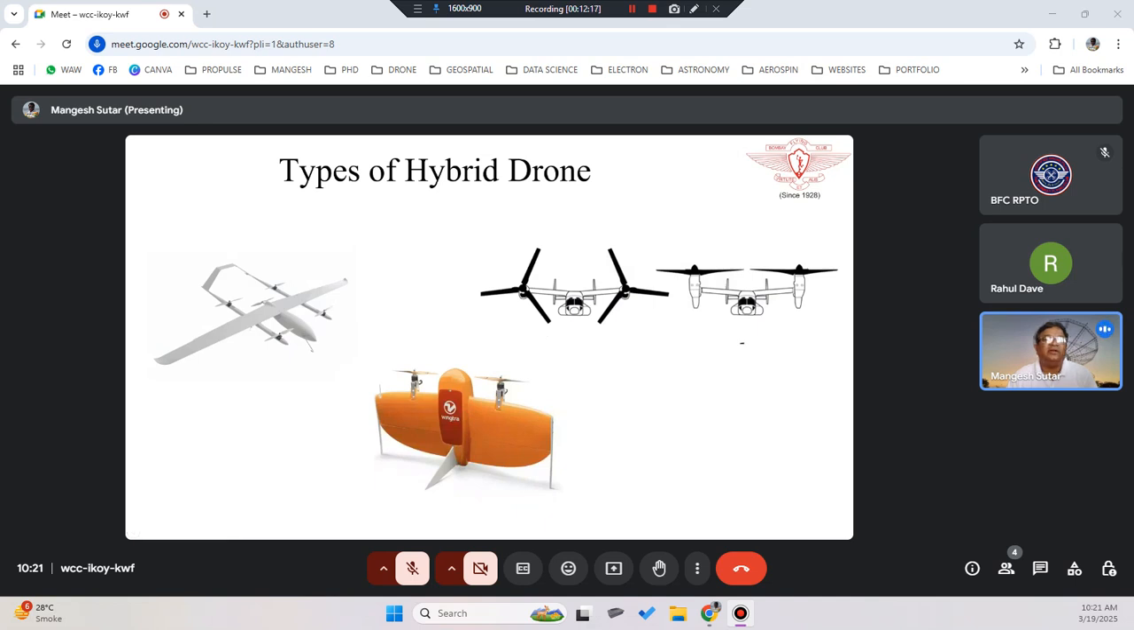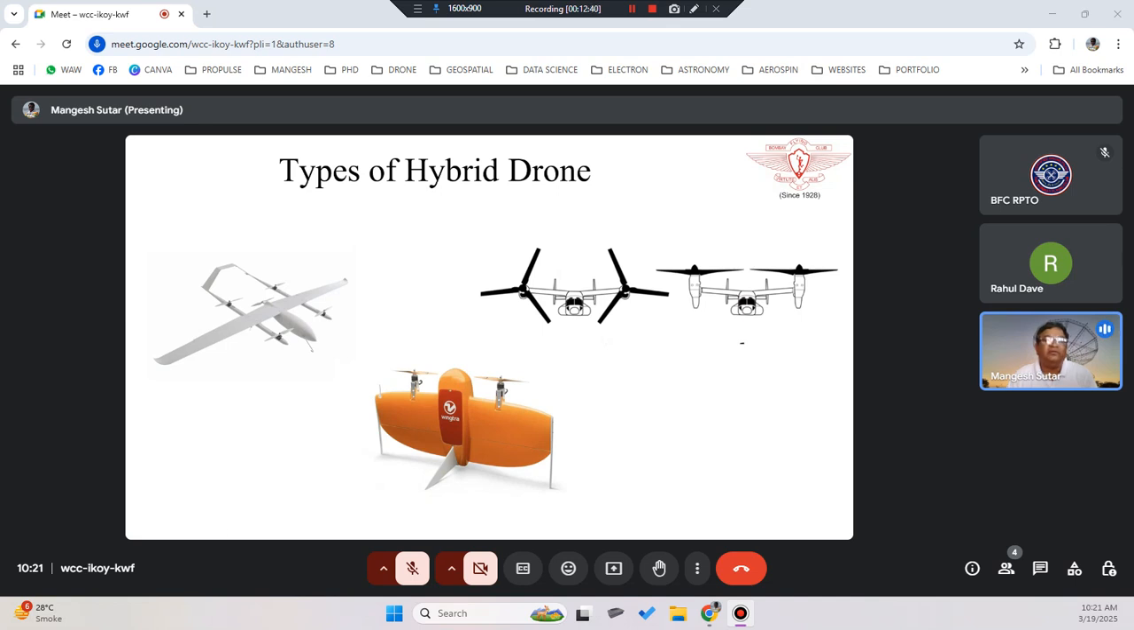So there are different types of hybrid drones. Like you can see here, hybrid drones with five motors, or there could be two motors where it is actually changing the angle of the motor. When it is in forward flight, it will be in a horizontal direction. When it is in landing or takeoff position, the motors would be in vertical positions.